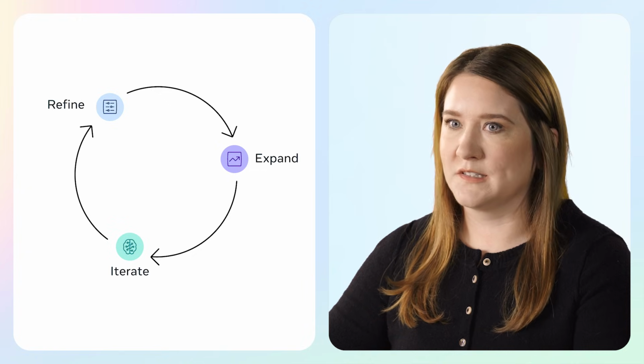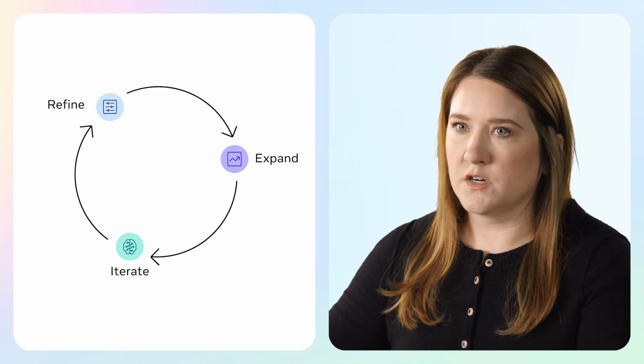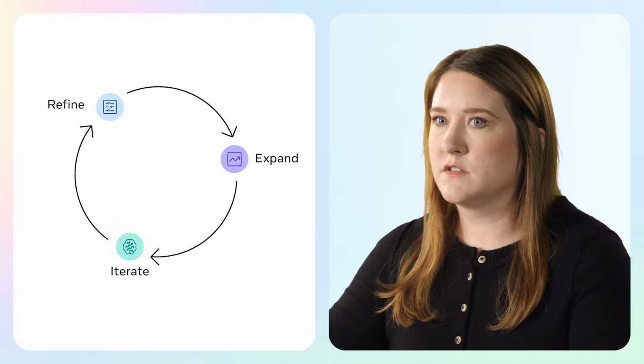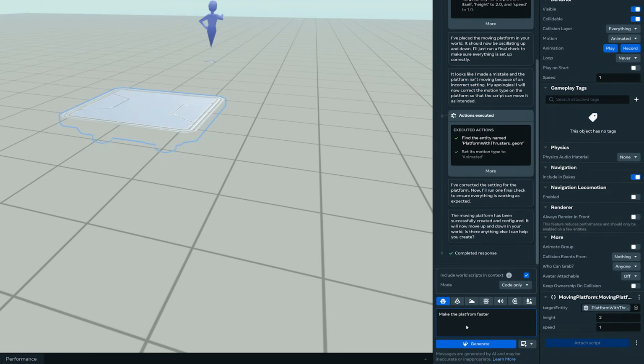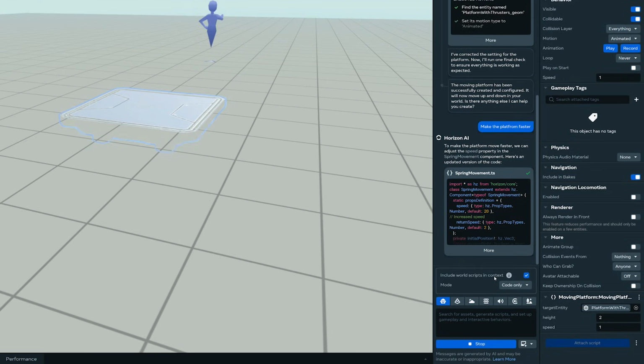The assistant works best as an iterative partner. You don't need to start over every time. You can ask for variations, tweaks, or expansions inside the same chat. For example, after generating a moving platform, you can follow it up with "make it move faster" or "add a second stop point," and the assistant will build on the code it already gave you.